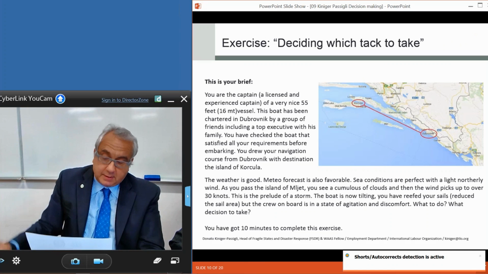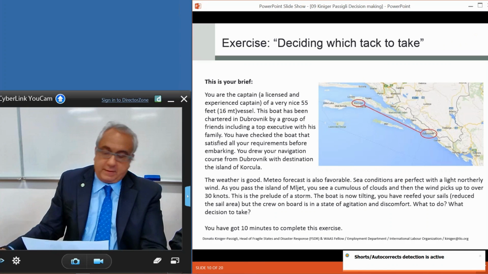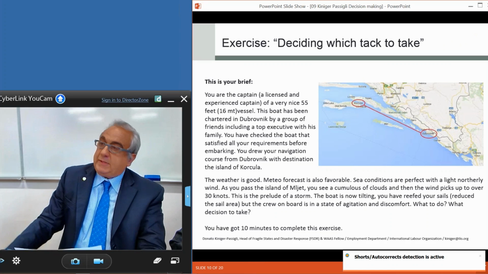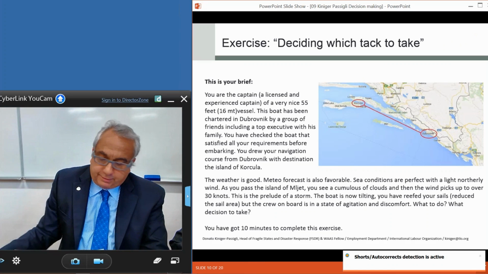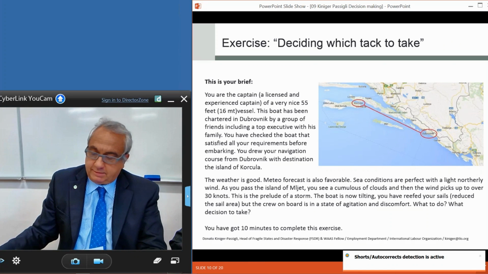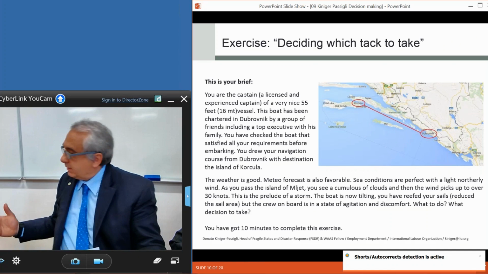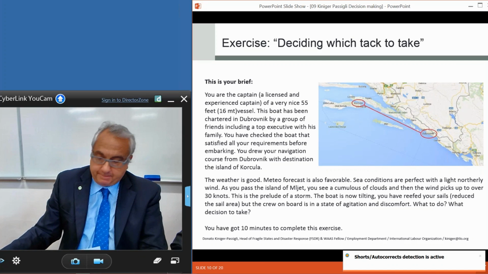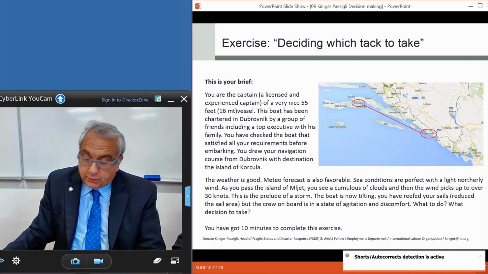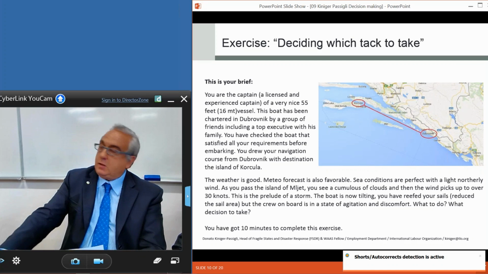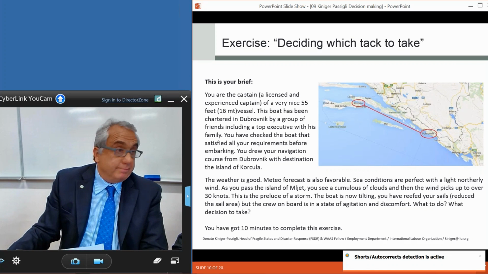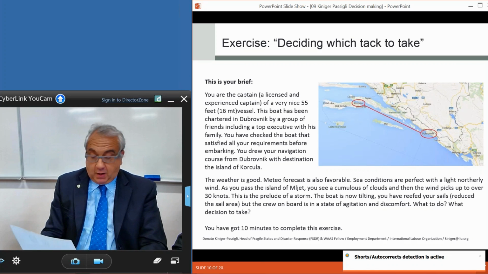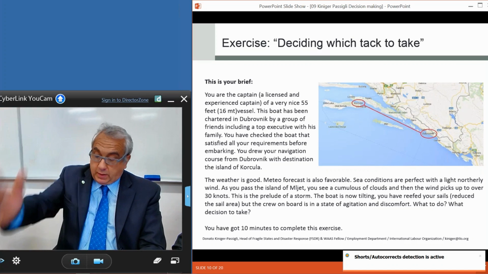You are a captain, a licensed and experienced captain of a very nice 55 feet, 60 meters vessel. And this boat has been chartered in Dubrovnik by a group of friends, including a top executive with his family. Now, you have checked the boat, and the boat satisfied all your requirements before embarking. You drew your navigation course from Dubrovnik with the destination, the island of Portugal. The weather is good. The meteo forecast is also favorable. Sea conditions are perfect with a light northerly wind.